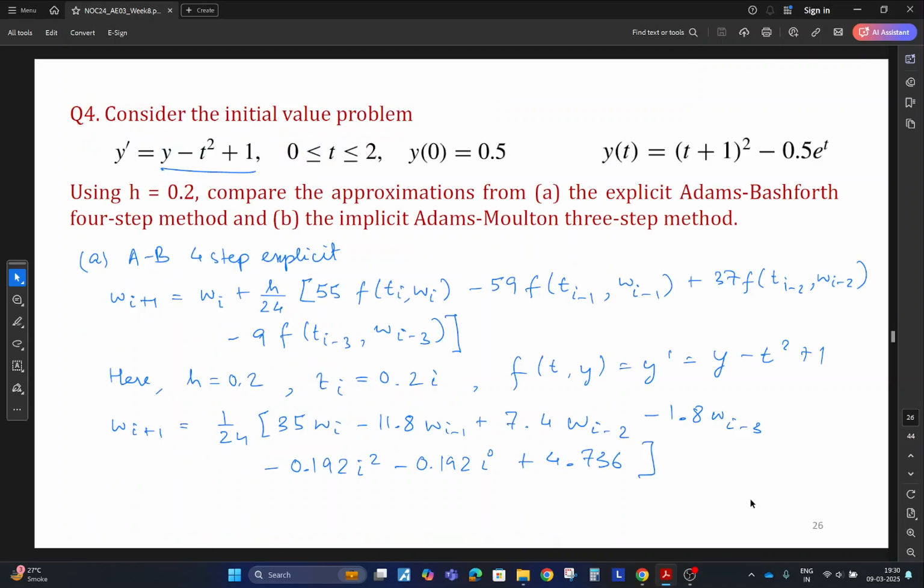Let's get started with the solution. First, we'll arrive at the solution using the Adams-Bashforth 4-step explicit method, and the formula is already given here.